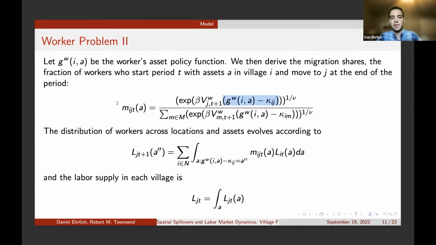And specifically, this value is the fraction of workers, or you could think of it as the probability that a worker who starts period T with assets A in village I ends up moving to village J at the end of the period.